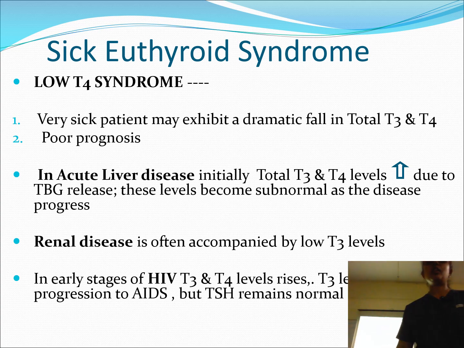Low T4 syndrome: very sick patients may exhibit a dramatic fall in total T3 and T4. Patients who have poor prognosis can present with this. In acute liver disease, initially total T3, T4 levels increase due to thyroid binding globulin release. These levels become subnormal as the disease progresses. Renal disease is often accompanied by low T3 levels. In early stages of HIV, T3, T4 levels also rise. Then T3 falls with the progression to AIDS, but TSH remains normal.